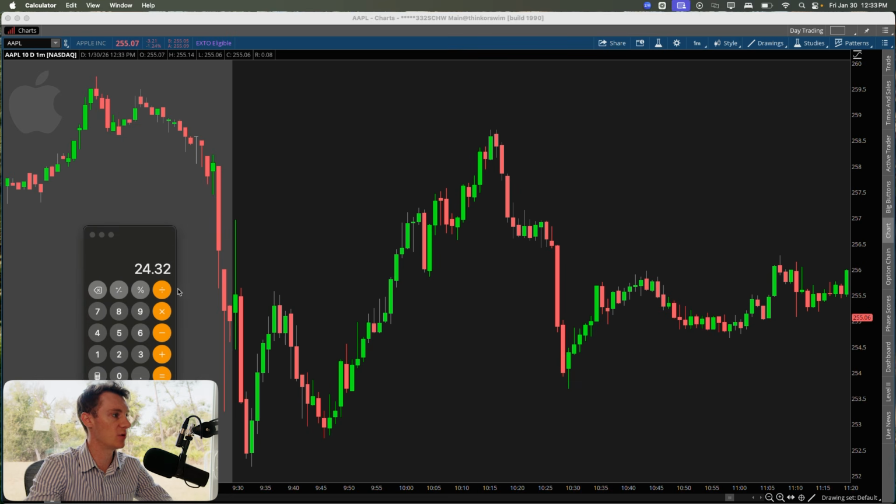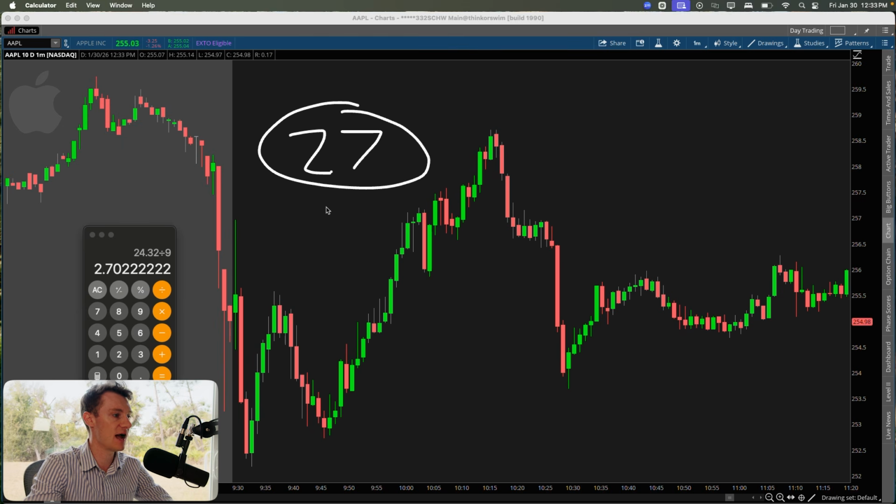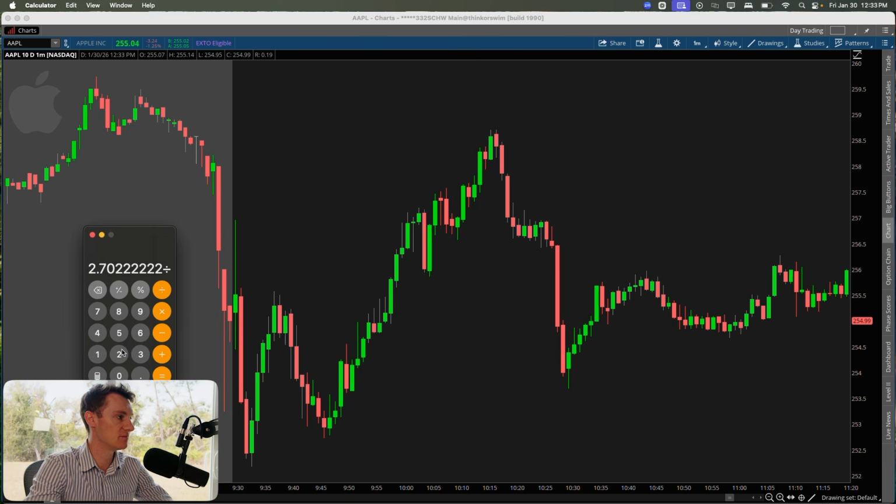Now we're going to divide 24.32 by 9. That is going to give us our average daily range of 2.7. Now, Apple is a less volatile stock. If 2.7 is the average price that it covers from the daily low to daily high over the last 9 days, let's divide this by 2. That's going to give us 1.35.